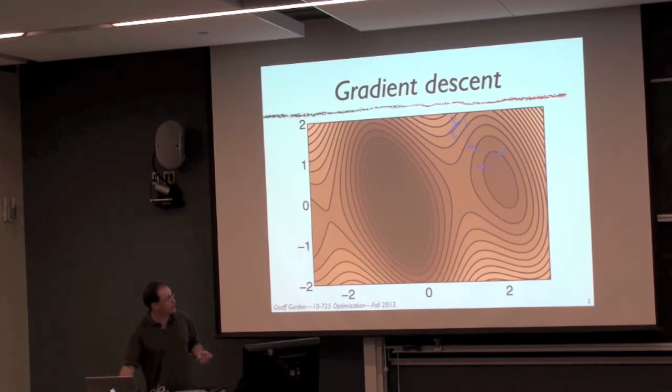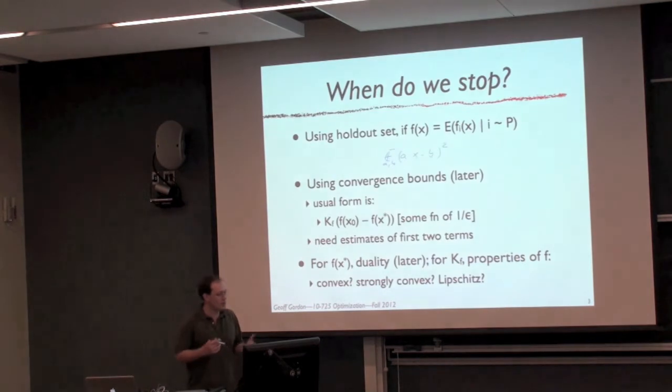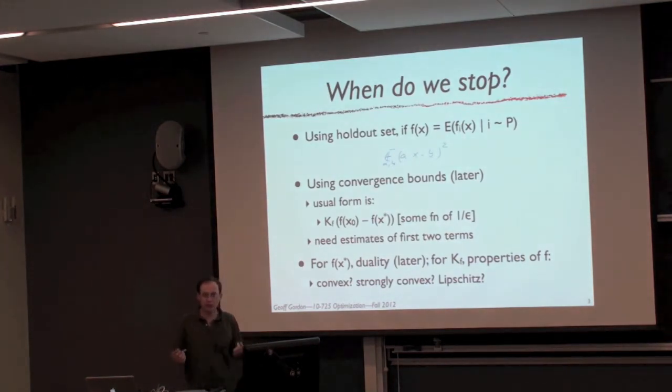If we run gradient descent, we have a bunch of choices. We talked about these choices. Where do we start? When do we stop? And what is our step size sequence? Where do we start, I don't have any good advice for. When do we stop was what we were talking about when the last class ended.